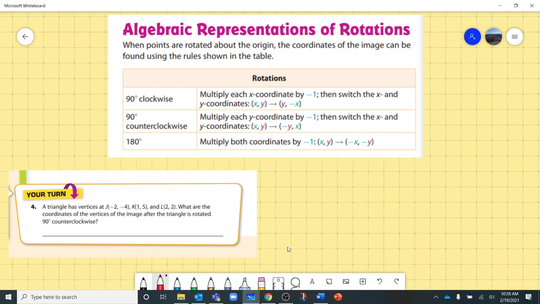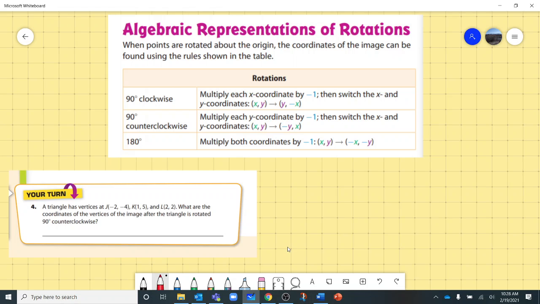All right, algebraic representations of rotations. We have these broken down into three groups: 90 degrees clockwise, 90 degrees counterclockwise, and 180 degrees. Remember, 180 degrees, it doesn't matter if it's clockwise or counterclockwise, you end up in the same location. So 90 degrees clockwise, multiply each coordinate by -1, then switch your x and y coordinate.